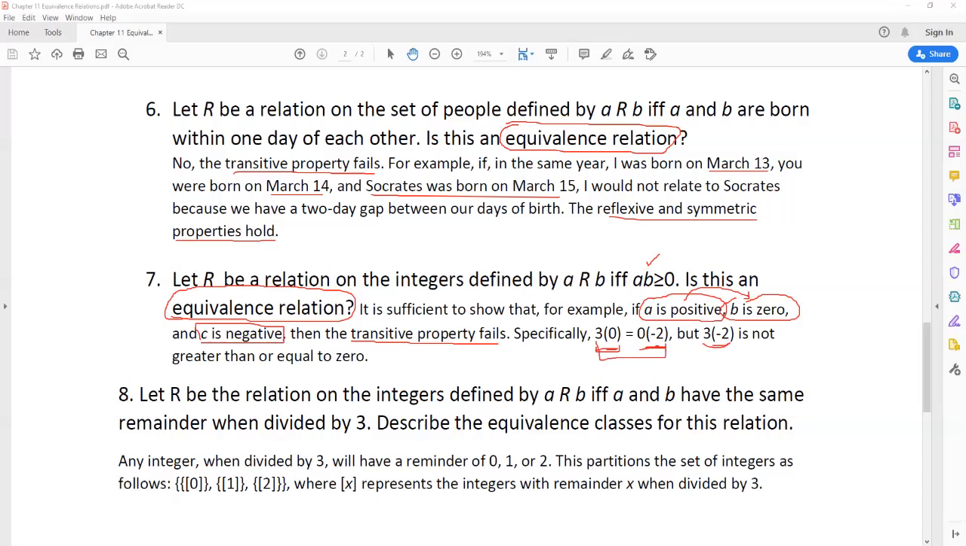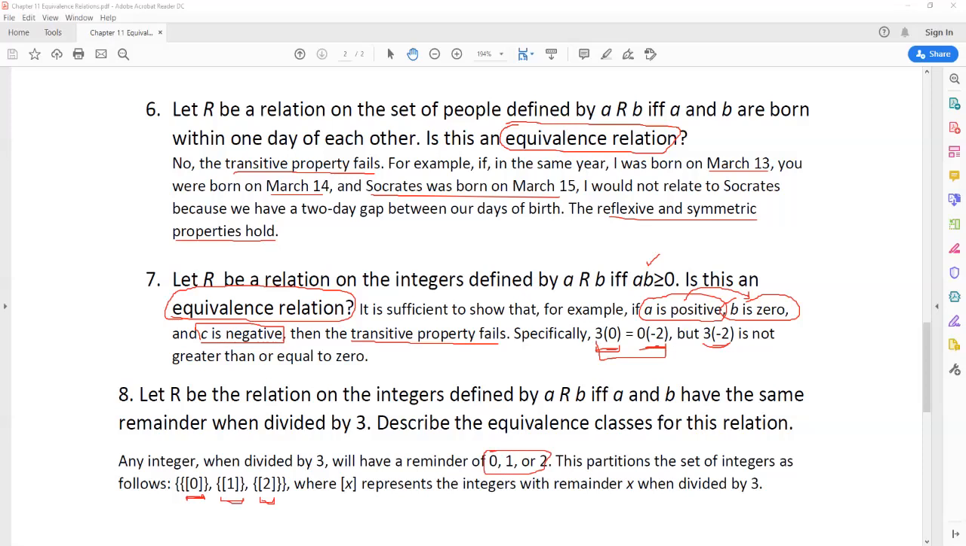Number 8, let R be the relation on the integers defined by A relates to B if and only if A and B have the same remainder when divided by 3. Describe the equivalence classes for this relation. Well, any integer when divided by 3 is going to have a remainder of either 0, 1, or 2. So any integer you pick, if divided by 3, is going to fall into this class. I'm going to call that the 0 class, or the 1 class, or the 2 class.